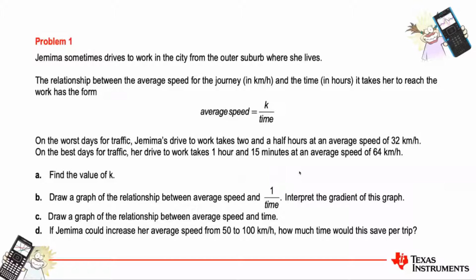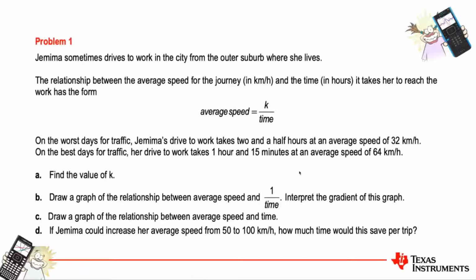Particularly, they discovered that there was a relationship between the average speed for a journey for Jemima travelling to work and the time in hours that it takes her to reach it. And you can see the equation that goes there with the constant of proportionality, K. And then we have two bits of data. On the worst day, Jemima drives to work, it takes 2.5 hours, an average speed of 32 kilometres an hour, and on the best days, the drive to work takes 1 hour and 15 minutes at an average speed of 64 kilometres. So the question is to find the value of K.